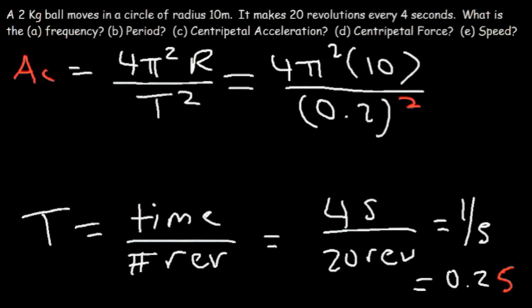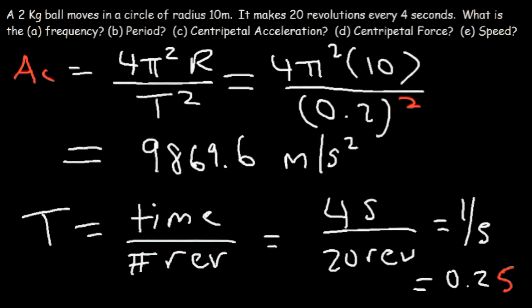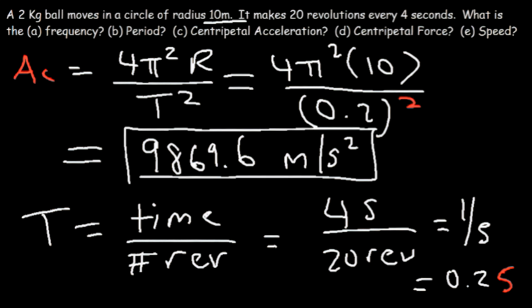So the centripetal acceleration is very large. It's 9,869.6 meters per second squared. So this ball is moving pretty fast. 5 revolutions in 1 second, in a radius of 10 meters. That's pretty fast. Now, even though this problem is not practical, I just want you to be familiar with the equations and how to use them.